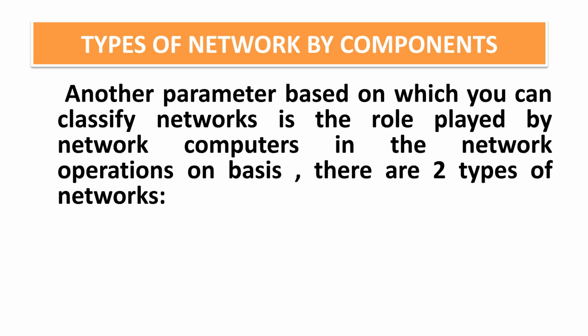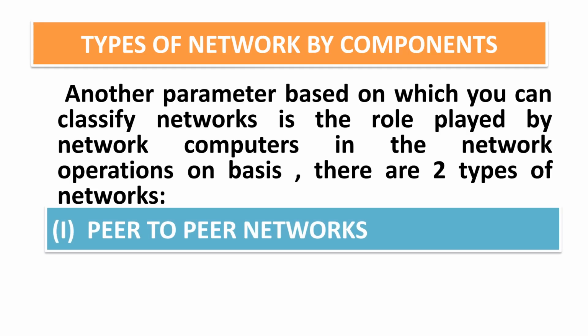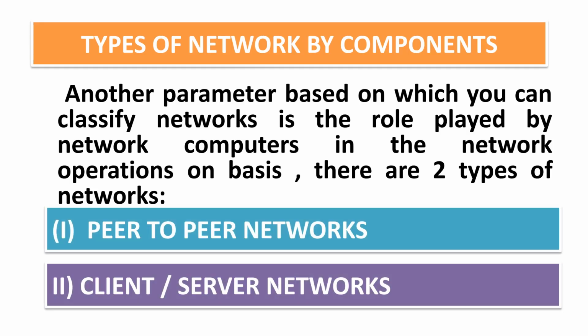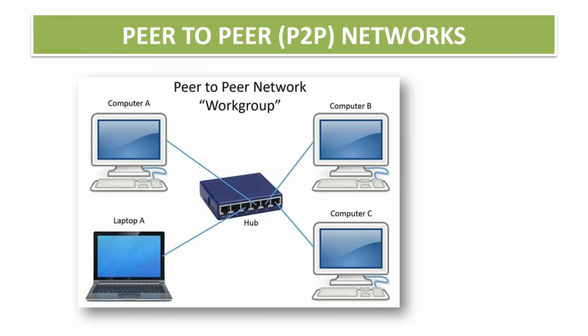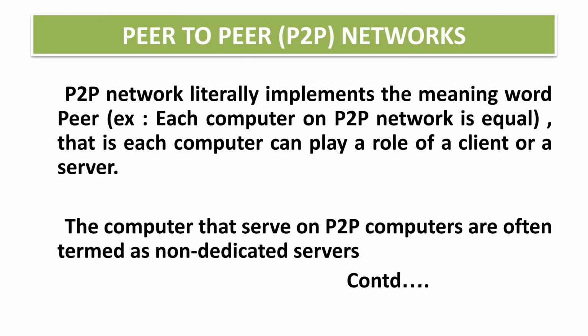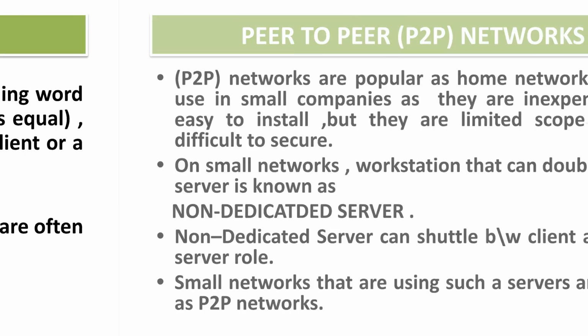Networks can be classified by the role computers play in operations, leading to two main types: peer-to-peer networks and client-server networks. Let's first explore peer-to-peer, or P2P, networks. In a P2P network, all computers are considered equal, and each can function as both a client and a server. Computers in a P2P network that share resources are often referred to as non-dedicated servers because they are not exclusively reserved for server tasks.